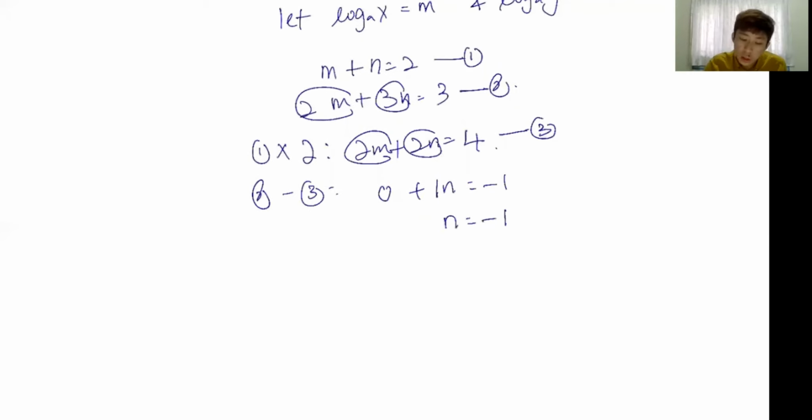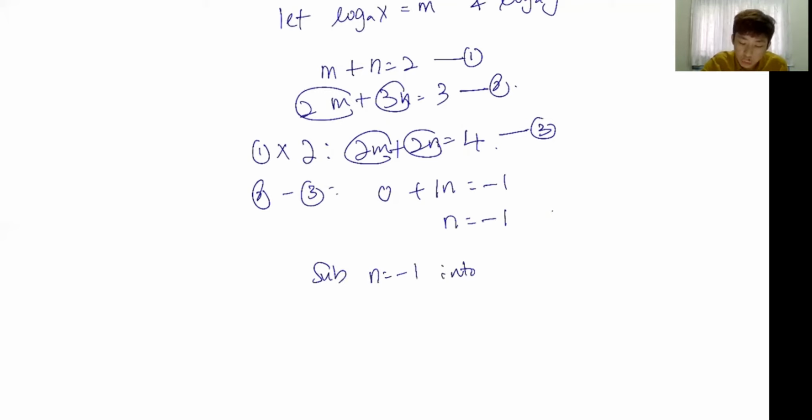This is very simple. Once you have found n in simultaneous equations, a lot of people will just stop here. They forget, oh, I solved for n already, then they stop. No, in simultaneous equations you have to solve for n and then you have to solve for m. Don't forget your m. So to find m, you substitute what you have found, n equals minus 1, into either one of the equations.